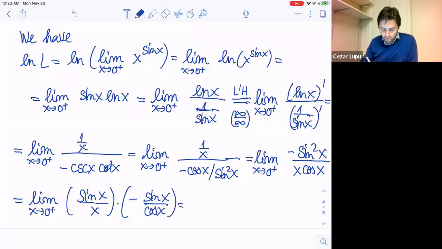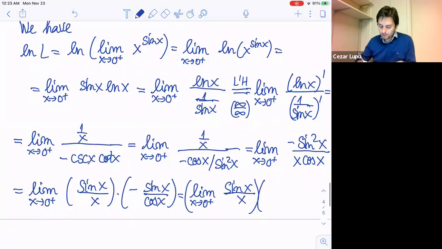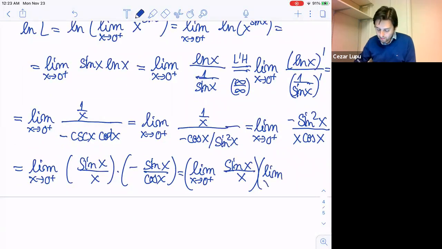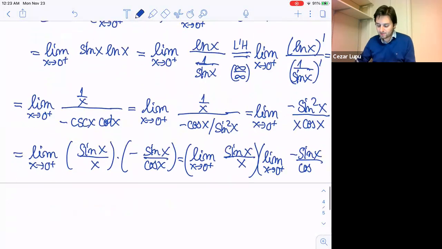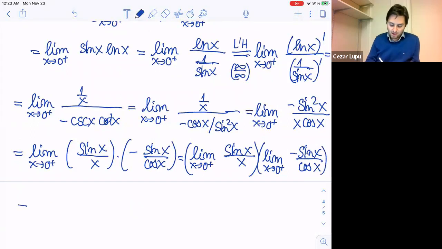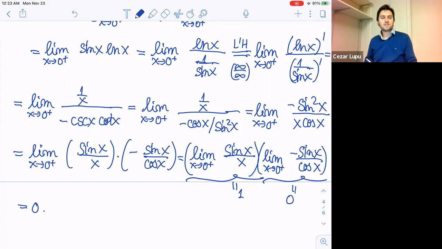And this is nothing else than just the limit as x approaches 0 from the right of sine of x over x, times the limit as x approaches 0 from the right of negative sine of x over cosine of x, right? Which is nothing other than just the tangent. But all right, this one here, remember, we did it, and so this is 1, and this guy here is 0. It will be 0, and that's it, right?